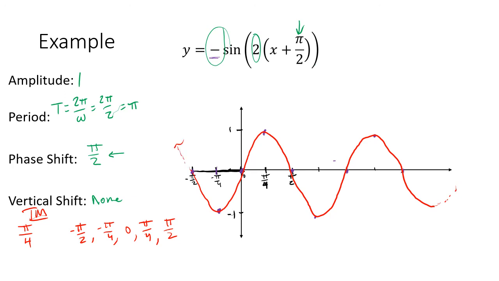And so that is how you graph. You interpret all the different transformations of a sine function and get them graphed. And pretty much that process applies to all of the trig functions, and we'll see examples of that as we go through the trig unit.